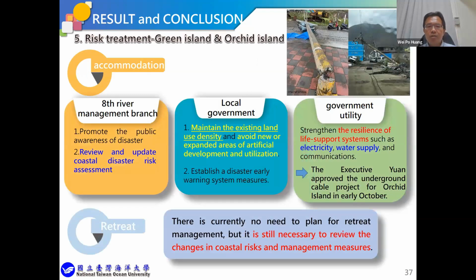As an accommodation strategy, the 8th River Management Branch should review and update the coastal hazard risk assessment. The local government should maintain the existing land use density and avoid new or expanded areas for development and utilization. At the national level, strengthening the resilience of life support systems, such as electricity, water supply, and communications is necessary. As a retreat strategy, based on the grade of risk assessment not being high, there is currently no need to plan for retreat management.